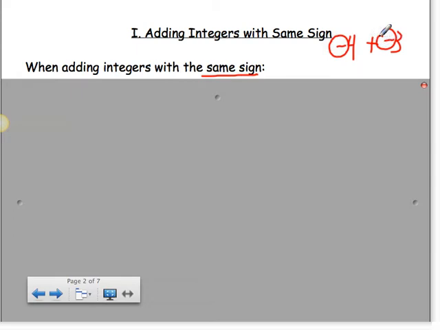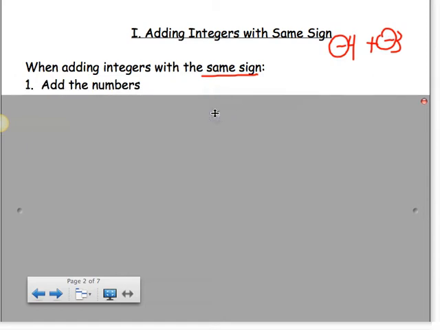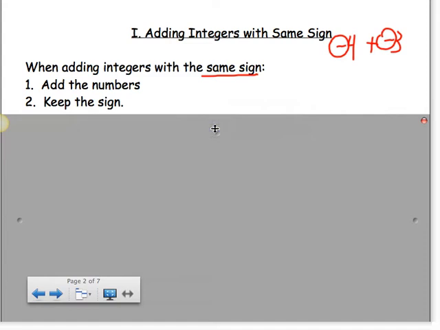In order to add numbers with the same sign, first, you're going to add the numbers, ignoring the signs. Second, you're going to keep the sign the same. So if they're both positive, the sum is positive. If they're both negative, the sum is negative. So let me do some examples.